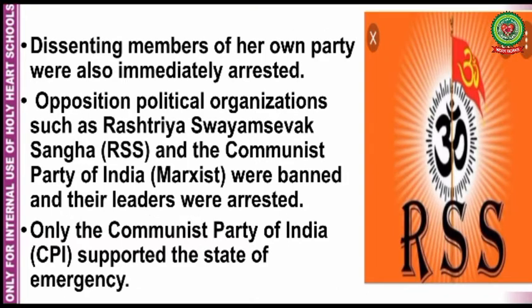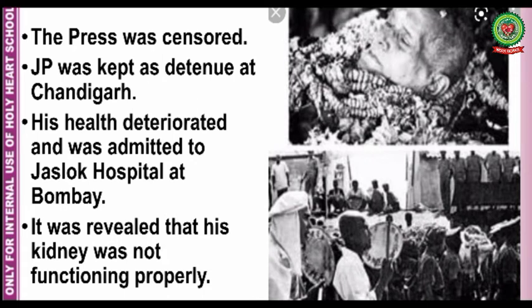Dissenting members of her own party were also immediately arrested. Opposition political organizations such as the Rashtriya Swayamsevak Sangh, RSS, and the Communist Party of India Marxist were banned and their leaders were arrested. Only the Communist Party of India supported the state of emergency. All the political parties which were opposed to Congress were banned and their leaders were put behind bars. The press was censored. JP was detained at Chandigarh. His health deteriorated and he was admitted to Jaslok Hospital at Bombay. It was revealed that his kidney was not functioning properly.